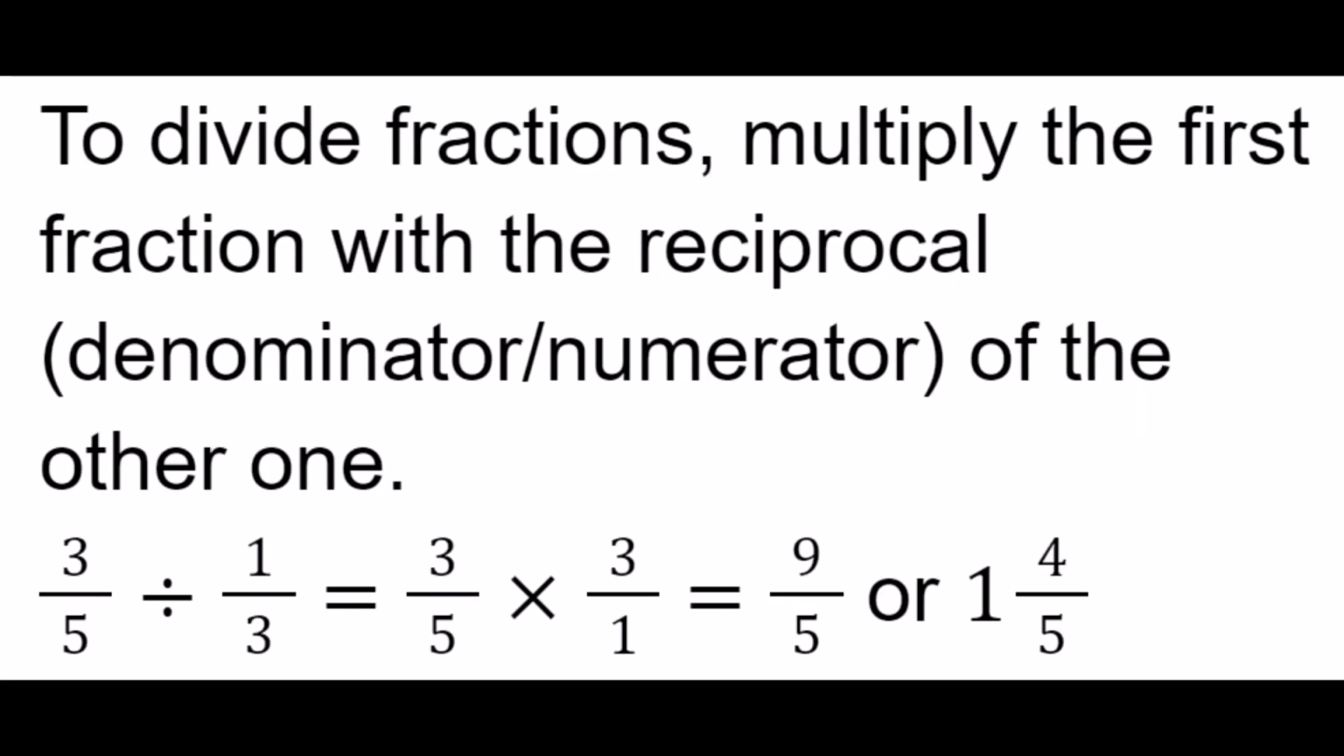To divide two fractions, multiply the first fraction with the reciprocal of the other fraction. To get the reciprocal of a fraction, you take the denominator and make it the numerator, and take the numerator of the original fraction and make it the denominator of the new one. For example, when you have 3/5 divided by 1/3, you can multiply 3/5 by 3 over 1 to get the answer of 9/5 or 1 and 4/5.